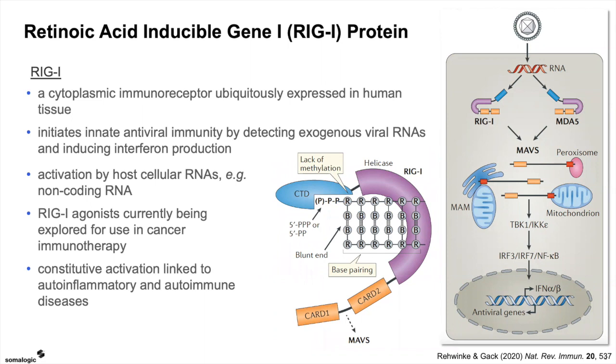Agonists of RIG-I are currently of interest in cancer immunotherapy because it's known that signaling of RIG-I can trigger cell death. On the opposite end, antagonists of RIG-I are also of interest because aberrant signaling of the protein is linked to autoimmune diseases and autoinflammatory diseases.